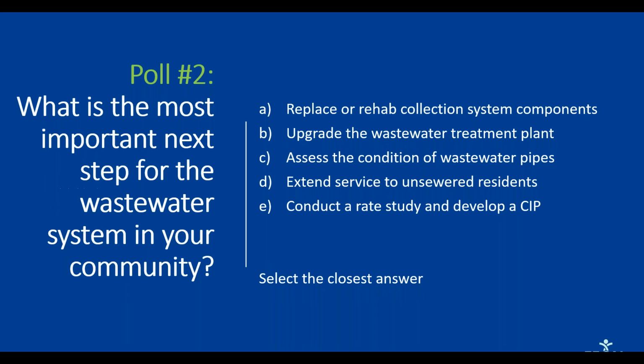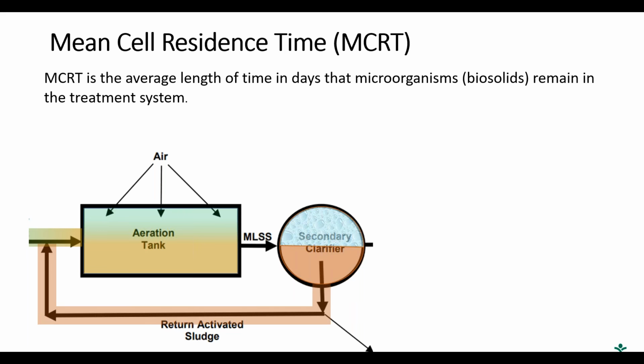Let's move on to the first formula, which is the mean cell residence time. This is the average length of time in days that the biosolids are retained in the aeration system: the aeration tank, clarifier, and return activated sludge. So while the liquid part just goes right through and exits as effluent, the sludge may go around this little ride several times into the aeration tank, settle in the clarifier, return as the return activated sludge, and it might do it quite a few times.